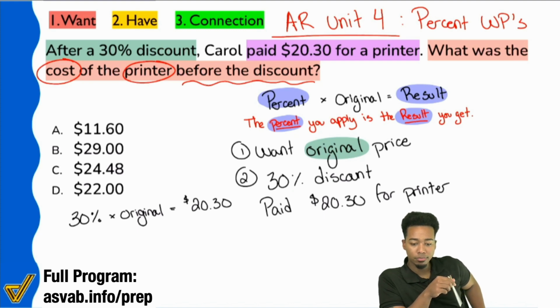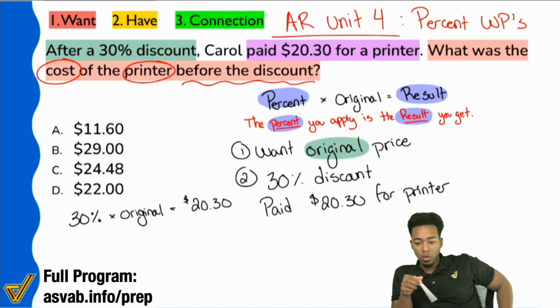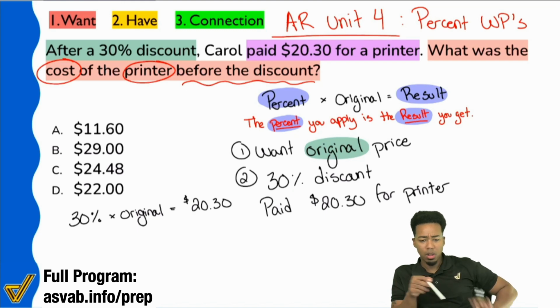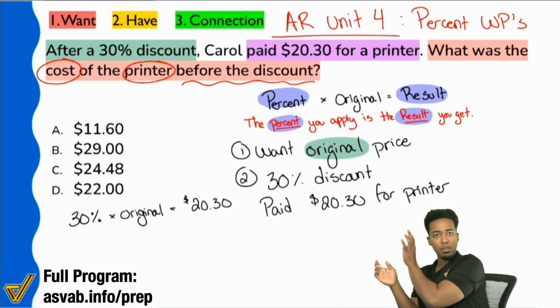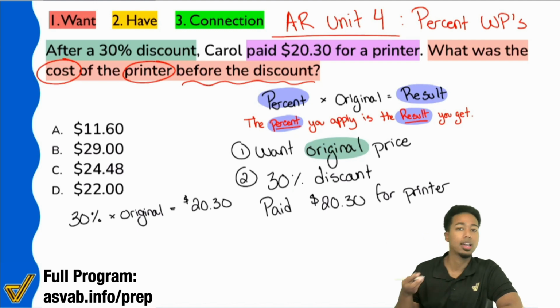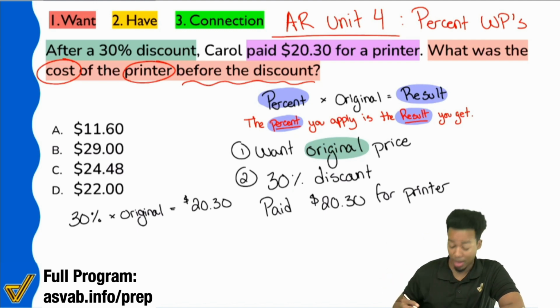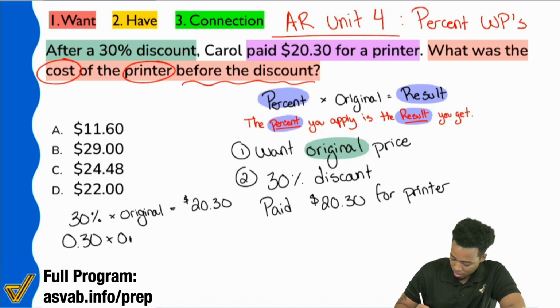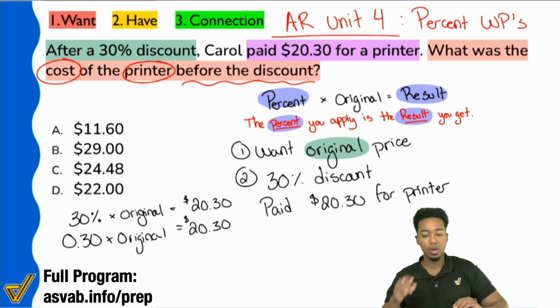Why is it wrong? We need to convert to decimals? I mean, no, not at all. That's just the preliminary way of writing it. Yes, absolutely. Once we're ready to do the math, that 30% is going to turn into 0.30. Absolutely. But that's not the reason why this is wrong.